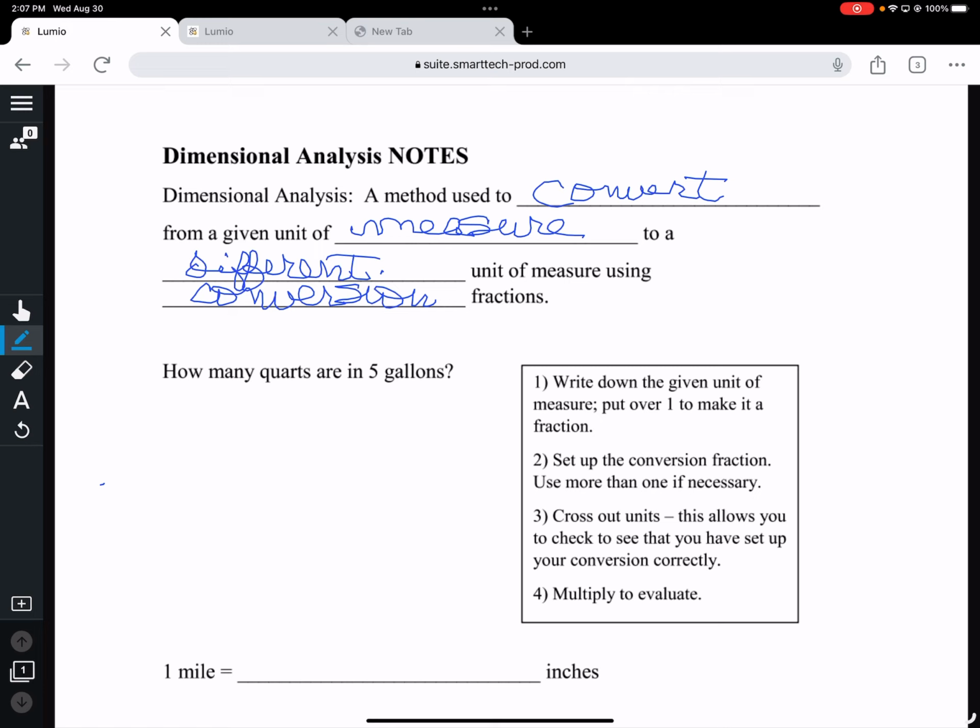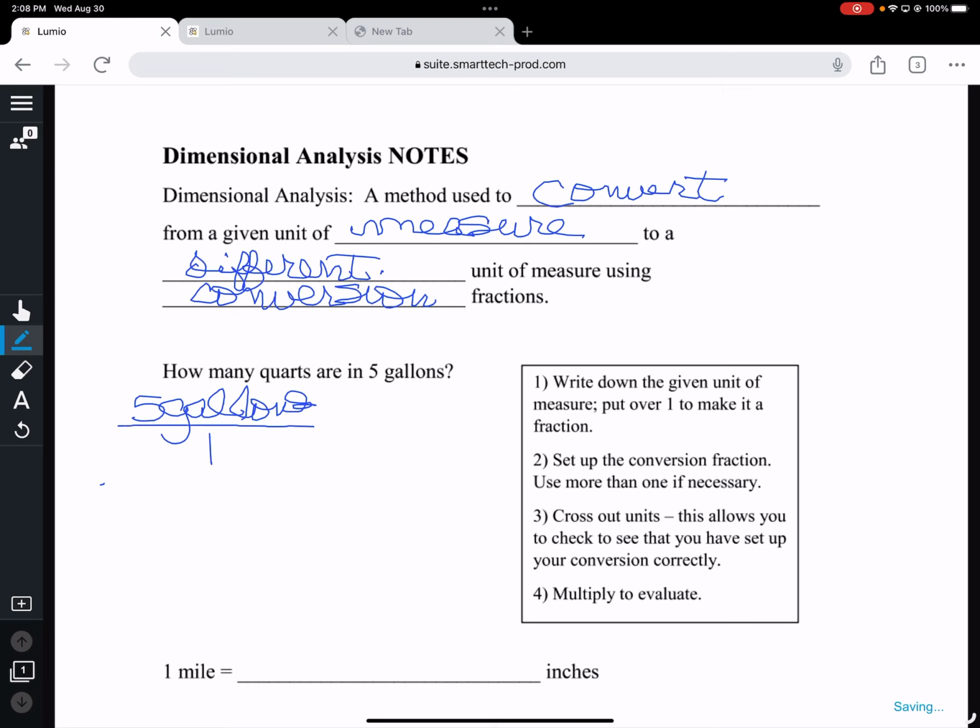Write down the given unit of measure. We are given 5 gallons. Put over 1 to make it a fraction. And keep your label. So, in other words, we're going to write 5 gallons, and I'm just going to do G-A-L, and I'm going to put it over what? 1. To make it a fraction.